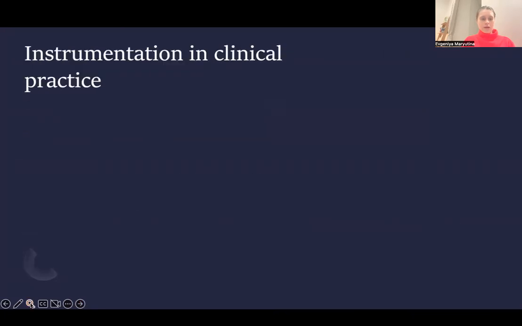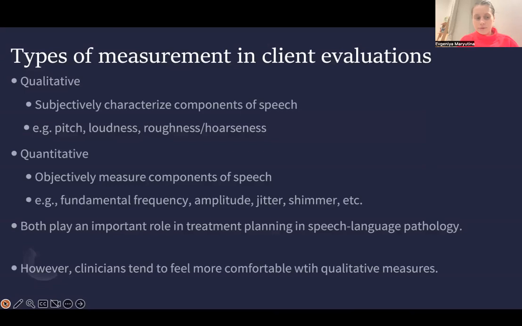So this is why I say this, right? Types of measurements and client evaluations. So basically that answers your question, why is speech science important? You would think, why would speech science be important? And a lot of the times it will seem very mechanic, very physics-like or anatomy-like, and you'd be like, why does it have to do anything with what I want to do, right?